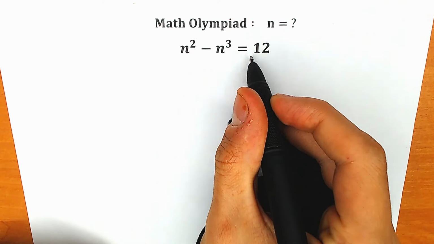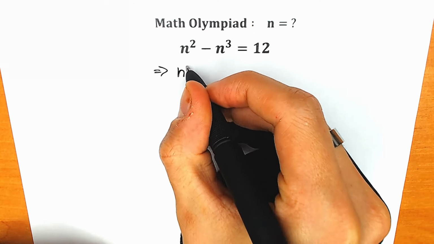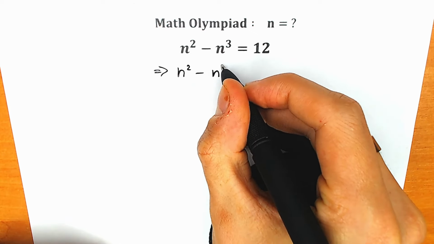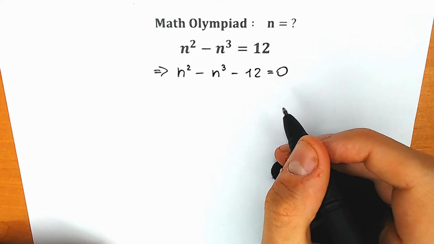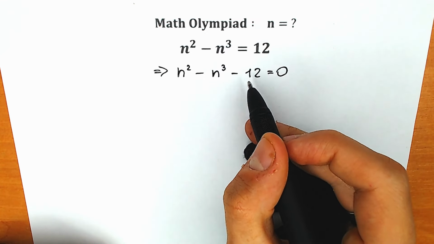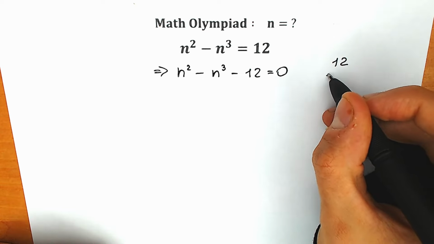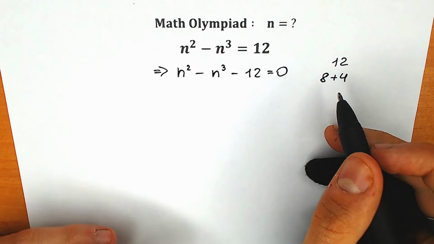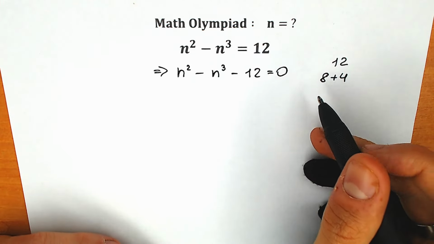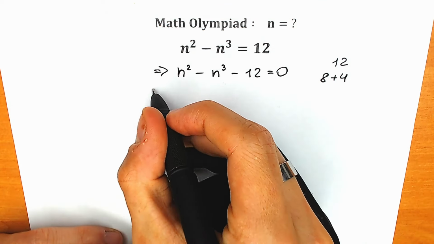Okay, so first of all, let's subtract 12 from both sides. As a result, we have on the left side n squared minus n cubed minus 12 equal to 0. Right now, let's write this 12 as 8 plus 4. A lot of students might be asking why we choose this option, why 8 plus 4, not like 6 plus 6, and in a few seconds you will understand. So let's do it right now.